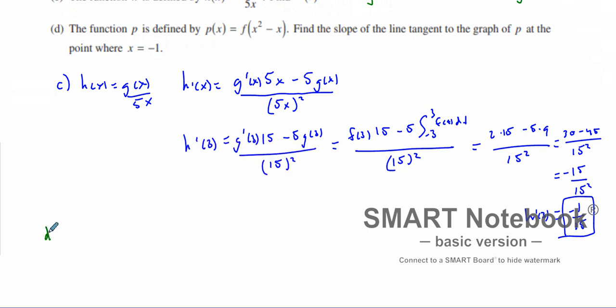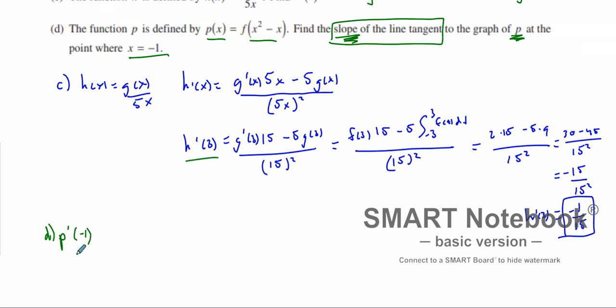All right, D, it says the function p is defined by this. Find the slope of the tangent line to the graph of p at the point x equaling -1. So in order to figure this out, essentially the slope of a tangent line of p, we're going to figure out what p prime at -1 is. That's what we're looking for. So very similar to what we had up here, except now we have p prime.